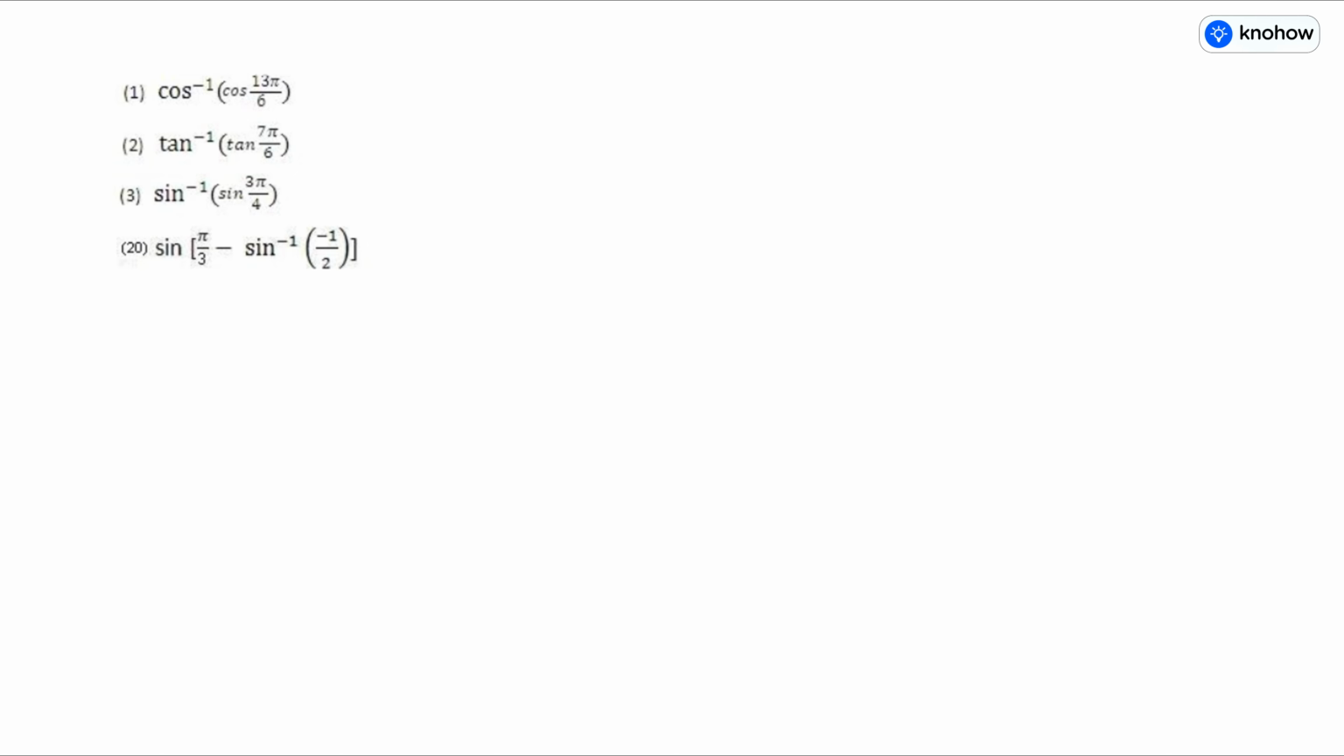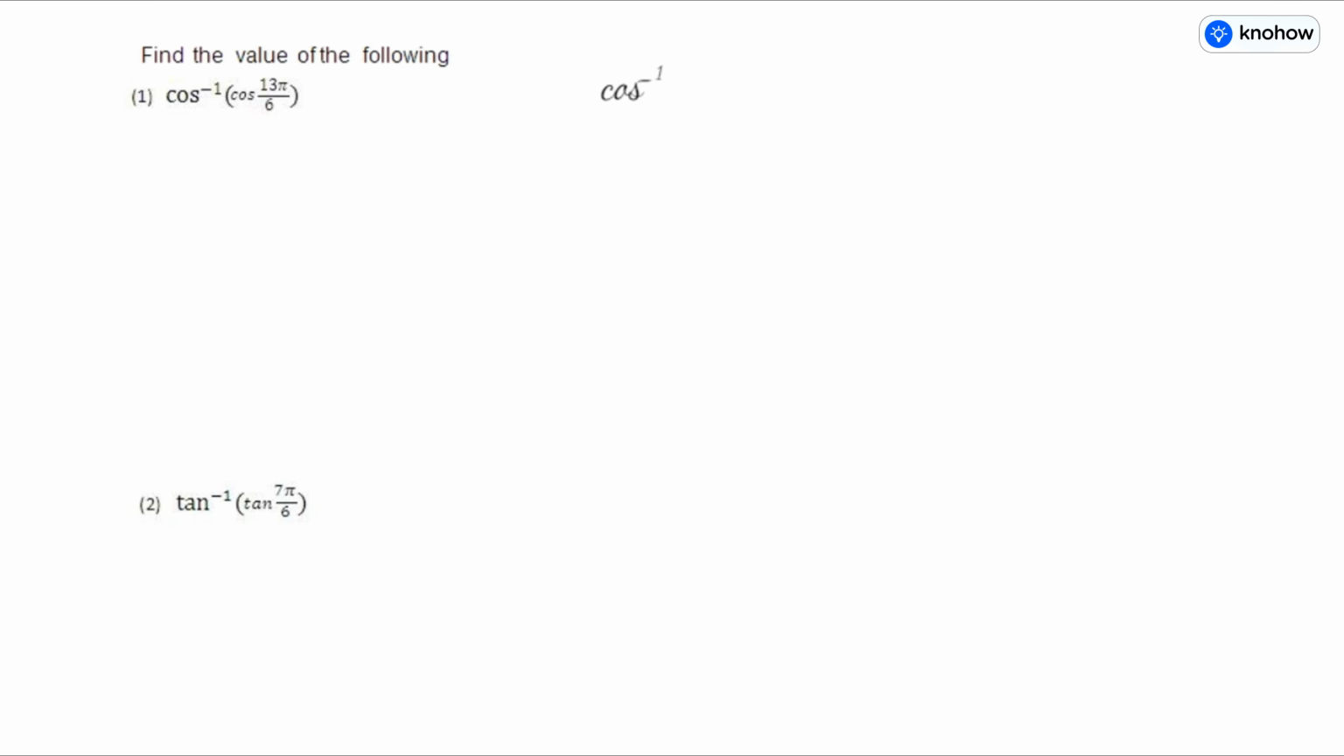Now, this is question 4, first part. You have to find the value of cos inverse cos 13 pi by 6. What a simple question. You know the property that cos inverse of cos theta is theta. So do you think the value should be 13 pi by 6? And do you think you will be asked such a simple question? If there is any problem at all, what can be the problem?